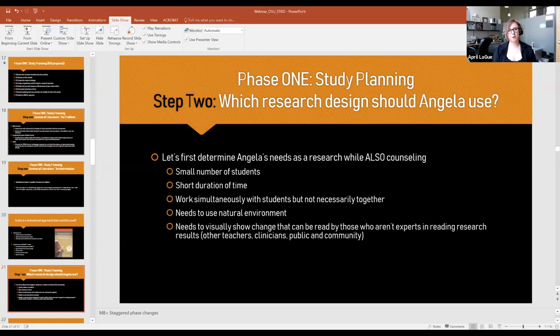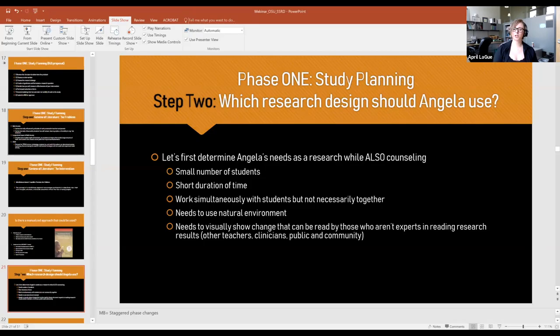Well, Angela needed a small number of students to work with because she has a population that she's responsible for of probably 50,000 students. Okay, that's an exaggeration, but probably more like 1,000, depending on where you're at in the country. And so she doesn't have the capability or the space really to work with a large number of students.